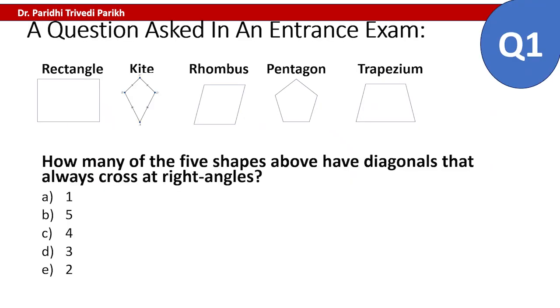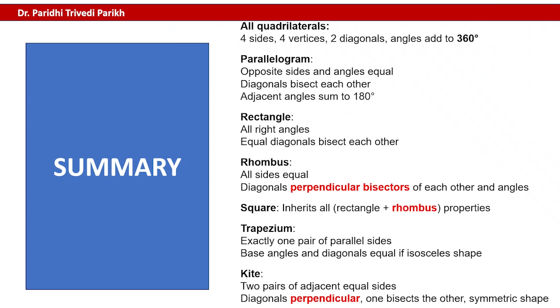Now, this was the very first question. Rectangle, kite, rhombus, pentagon, trapezium. How many of the 5 shapes above have diagonals that always cross at right angles? Now, let's revise, let's summarize what we have learned. So please focus on the highlighted ones.